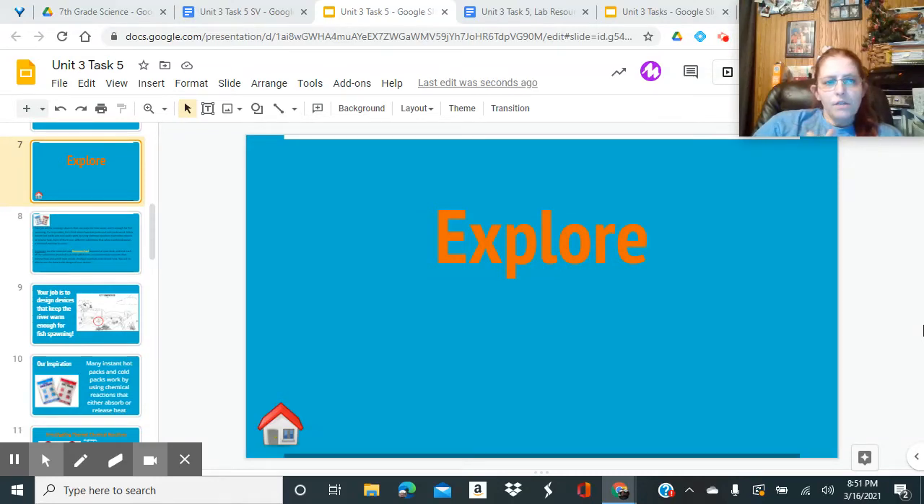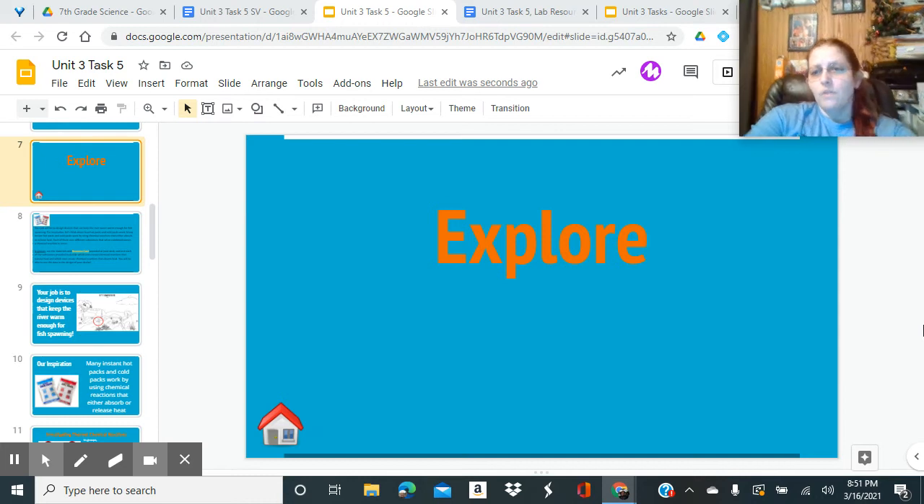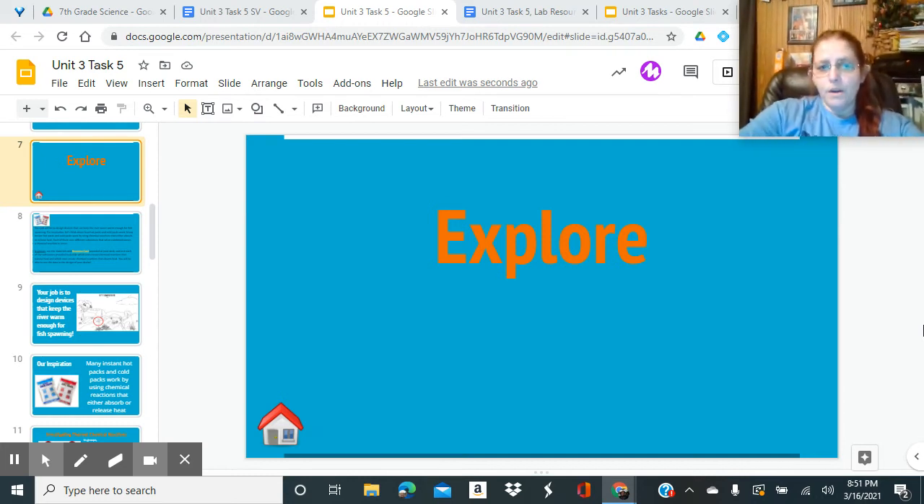The Explore section of Unit 3, Task 5 is a lab day. So lab days mean that you have to be especially careful and work together and stay in your groups. Use your lab protocol. Do not put anything in your mouth that goes with the labs, okay?